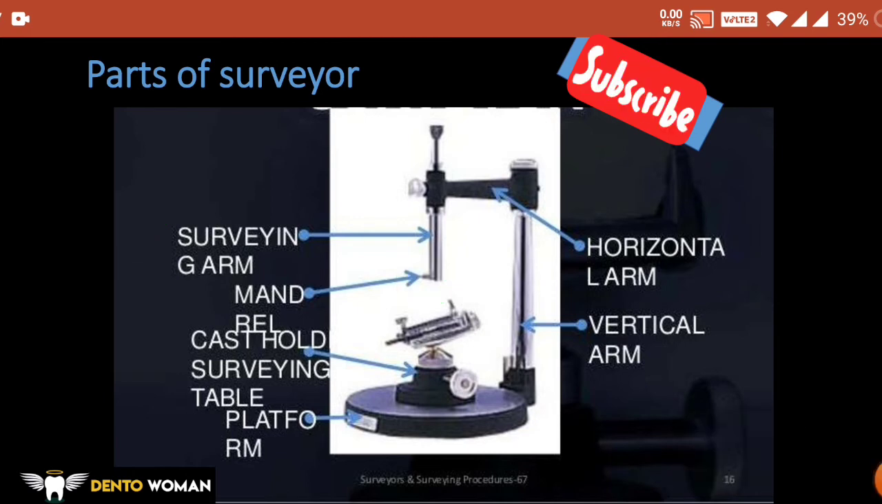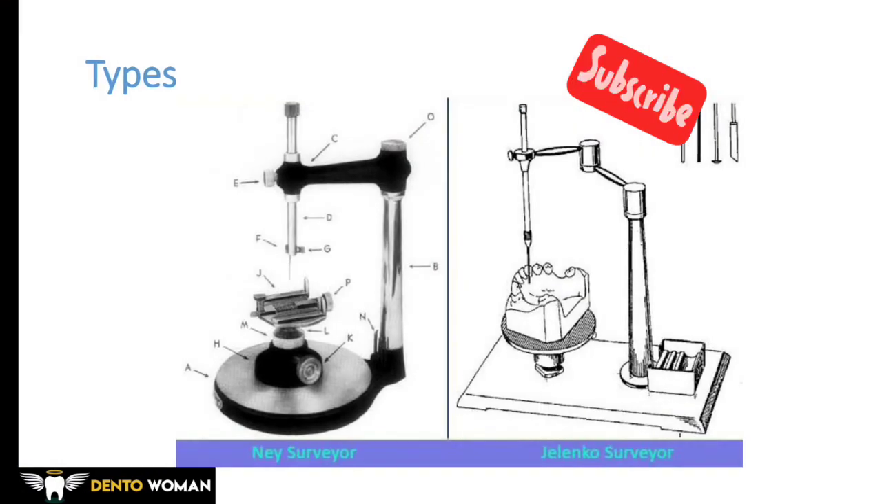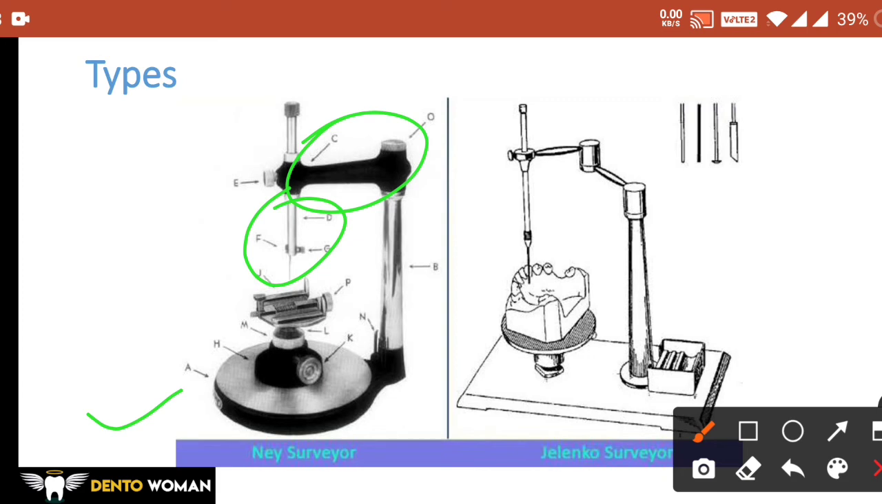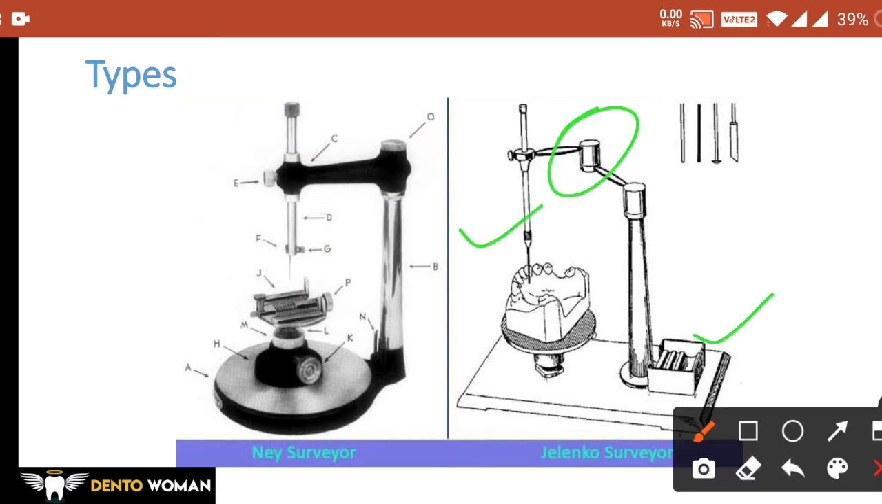Now we will see the different kinds of surveyors. So here in the picture, first you can see the Ney surveyor. Notice the horizontal arm and the surveying arm. Similarly, here we can see the Jalenko surveyor. Horizontal arm can revolve horizontally completely in this Jalenko surveyor, whereas it is fixed in Ney surveyor. And here in Jalenko surveyor, our surveying arm is spring-loaded, whereas in Ney surveyor, locking device is used.